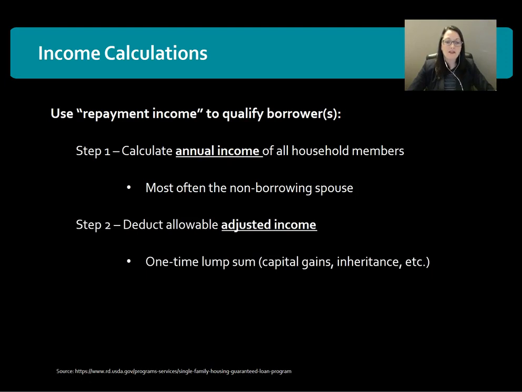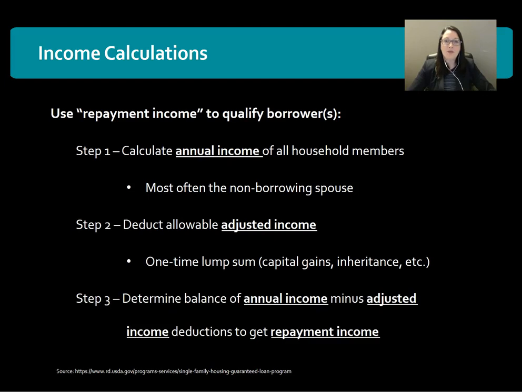Step 2 is to then deduct allowable adjusted income. Certain families may qualify for certain deductions from annual income. As an example here, you're going to have to provide 2 years tax returns to the USDA for all household members, and there may be a one-time lump sum on the tax return. So maybe last year they had some capital gains or they received an inheritance. Well, that's not a normal ongoing thing as part of their income, so that would be considered a deduction. Again, there are other ones, so make sure you check out the full USDA guidelines for that.